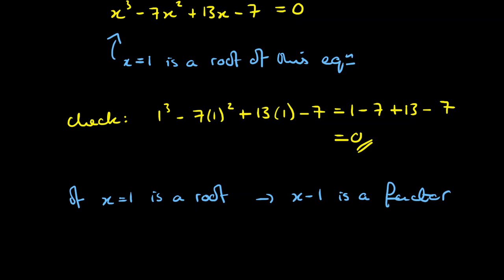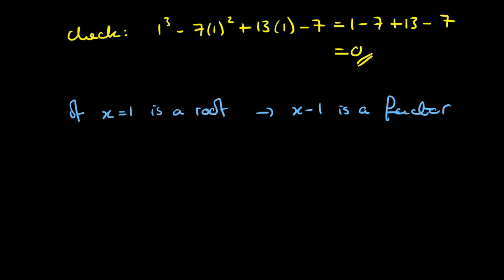If a is a root, x minus a is a factor. So if 2 is a root, x minus 2 is a factor. If 5 is a root, x minus 5 is a factor, and so on and so forth. So we know what a root is, therefore we know what a factor is. Well, that means we can do polynomial division to find all the other factors.